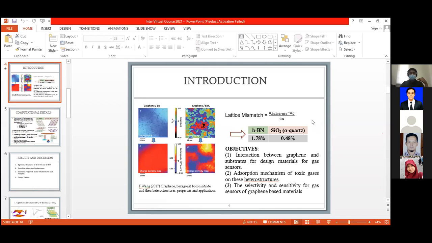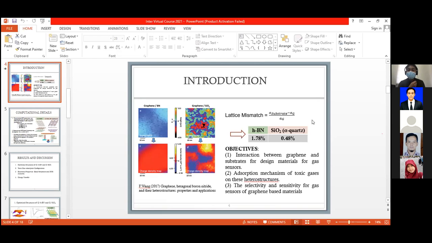Also another possibility is when we shift the graphene on the boron nitride substrate. The lattice of graphene is a little bit bigger, so we modify it.